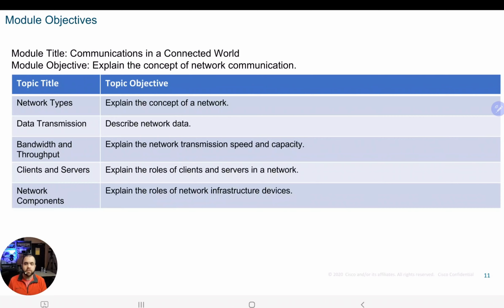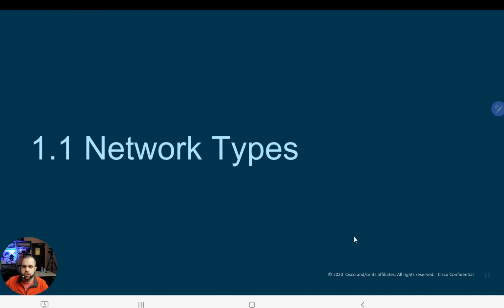We're also going to talk about network data. We're going to talk about transmission speeds and capacity. When we're talking about megabits versus megabytes, which is which, we'll be able to answer that question. And then also talk about different infrastructure devices that you might run into. So let's first get started with network types.